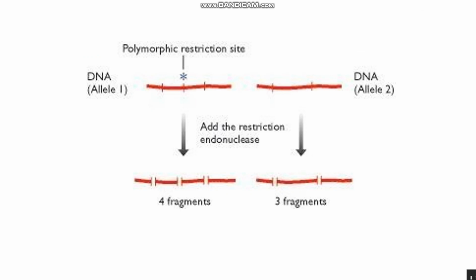Like this, it's a DNA, and we add the restriction endonucleases, or restriction enzymes, here. If there are cuts here, here and here, four fragments will be produced. But if there is a mutation between them, then three fragments will be produced.